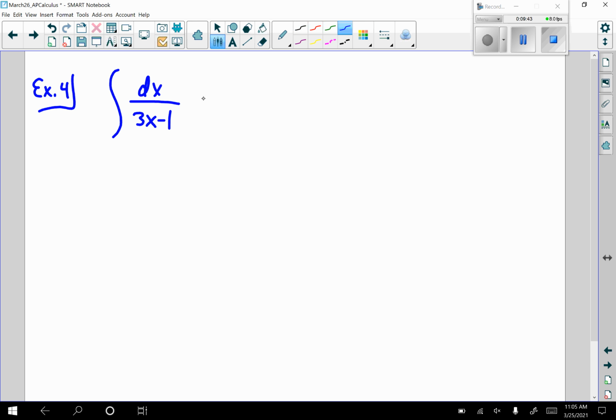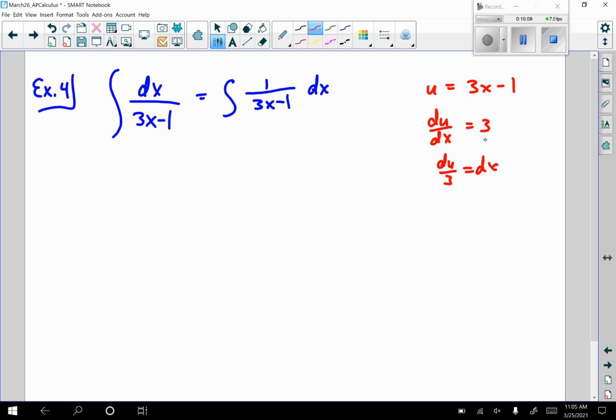Let's try another one here. Again, we could start by rewriting this as the integral of 1 over 3x minus 1 dx. So with this one, follow the same sort of setup. We'll let u equal 3x minus 1. du over dx is going to equal 3. So du over 3 will equal dx. So now this becomes the integral of 1 over u times du over 3. We'll move that 1/3 out in front. We get 1 over u du.